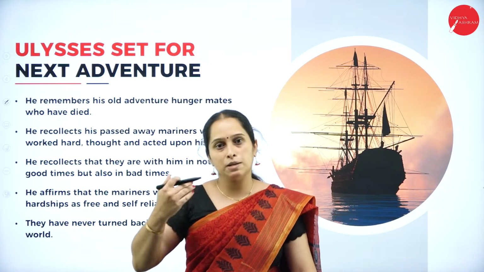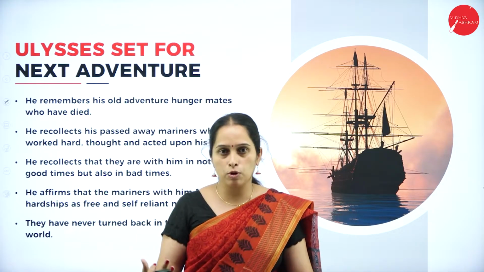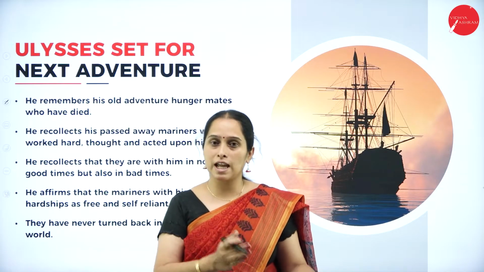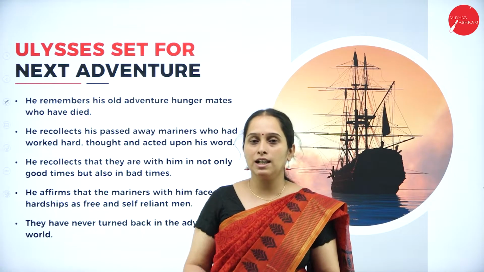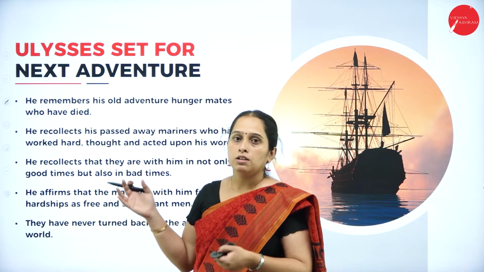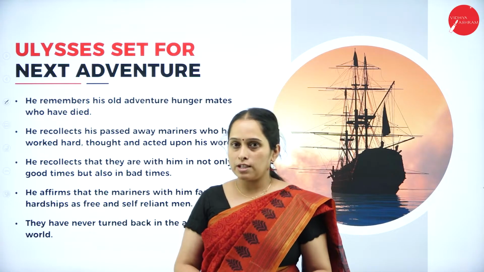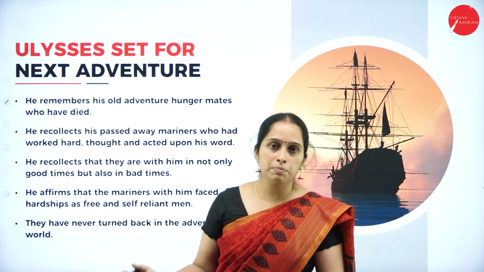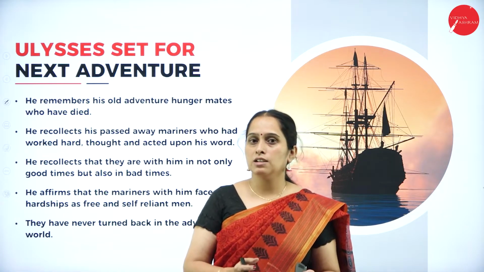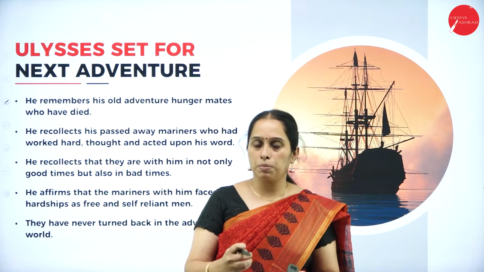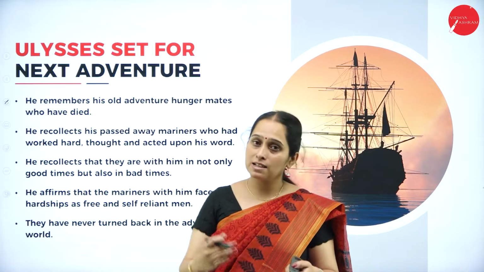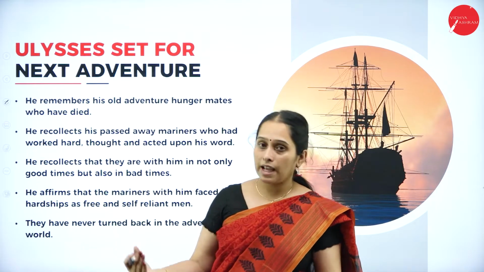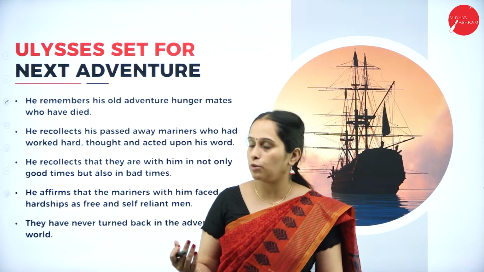So Ulysses sets out for the next adventure. As he planned before, he wanted to explore more. He didn't want to stay at Ithaca. So what he did as a king, he gave the complete authority to his son and placed the life of the people into the hands of his son, and he sets out for the next exploration, the next adventure.